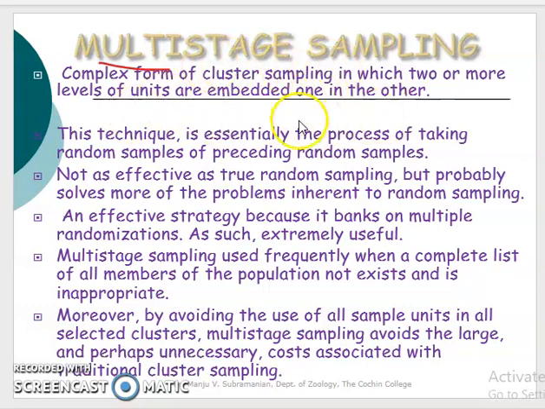It is a multi-stage sampling. It is a complex form of cluster sampling in which two or more levels of units are embedded one in the other. One or two sampling methods will be incorporated together for multi-stage sampling. This technique is essentially the process of taking random samples of preceding random samples. So we'll be using one or two types of sampling methods in multi-stage sampling.